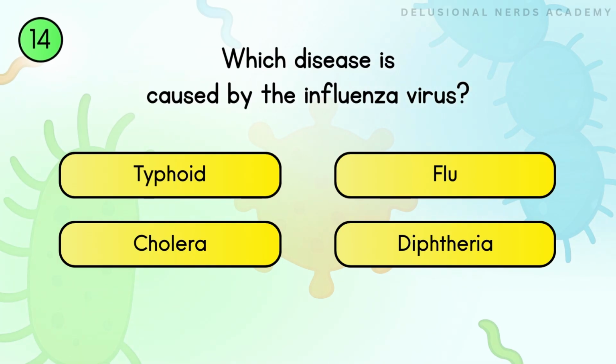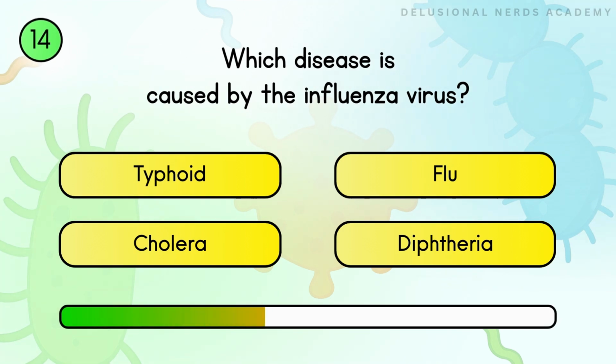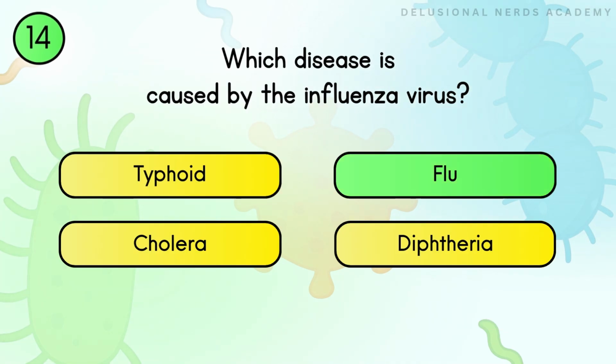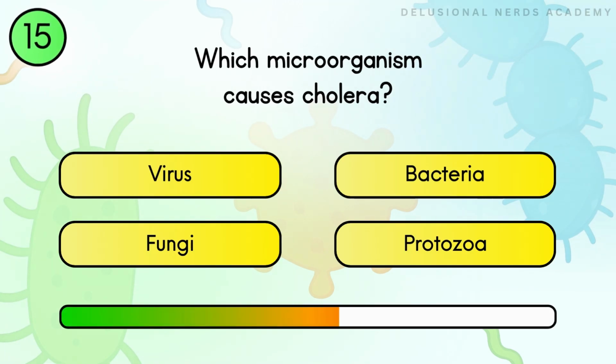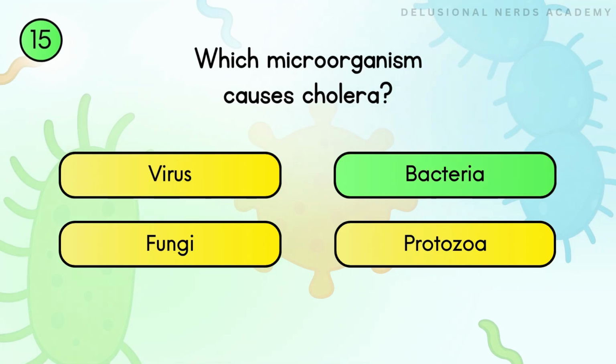Which disease is caused by the influenza virus? Flu is caused by the influenza virus. Which microorganism causes cholera? Cholera is a severe diarrheal infection caused by bacteria.